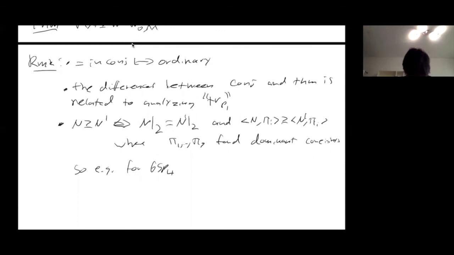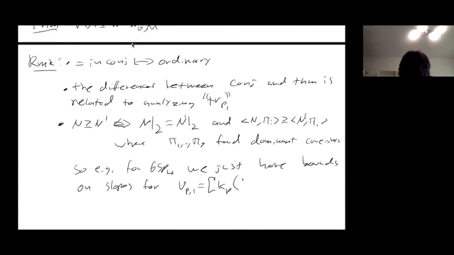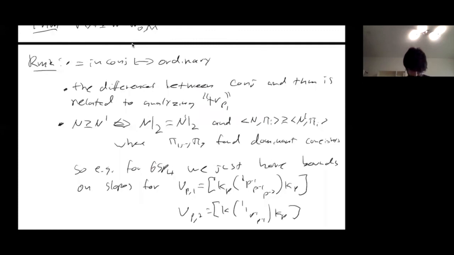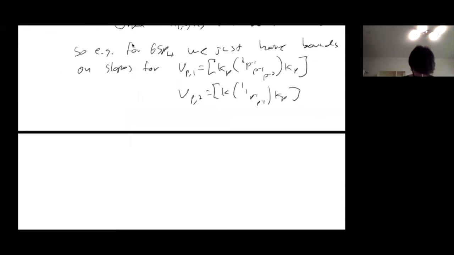So for GSp4, for example, we just have bounds on slopes for the two Hecke operators corresponding to fundamental dominant weights. So for example, U_P1, which is maybe this one, and U_P2, which is maybe this one, okay?